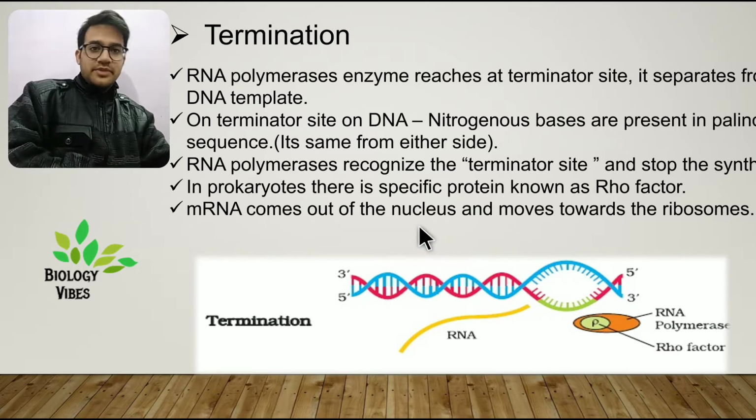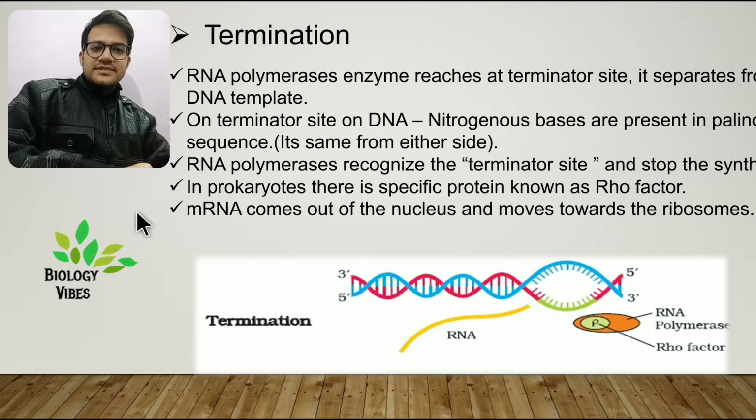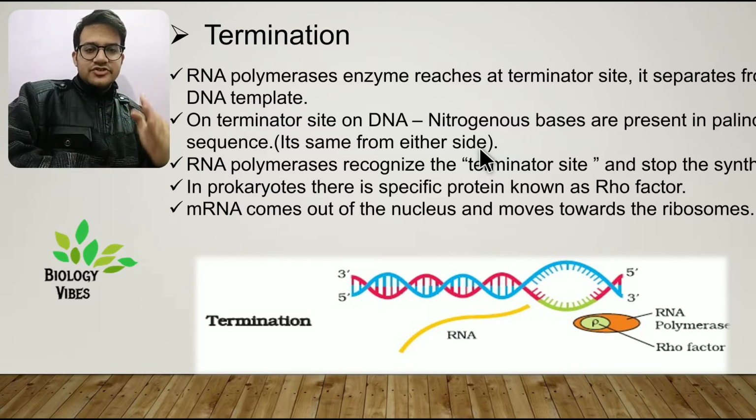Now let's see how the termination occurs. When this RNA polymerase gets to know that it's the end and the mRNA needs to be released from here, the RNA polymerase enzyme reaches the terminator site. There's a specific site known as the terminator site. At the terminator site, it separates from the DNA template. On the terminator sites of DNA, the nitrogenous base pairs are palindromic. Palindromic means it's the same from either side. For example, if it's A, G, T, G, A, if you read from forward or from backward, it's the same. This is known as a palindromic site.